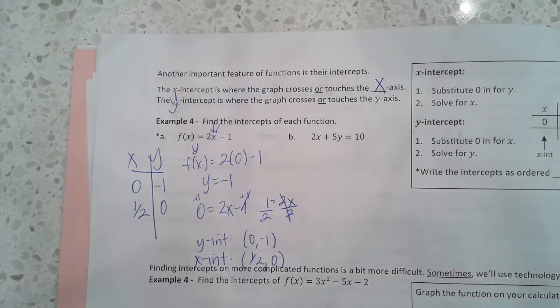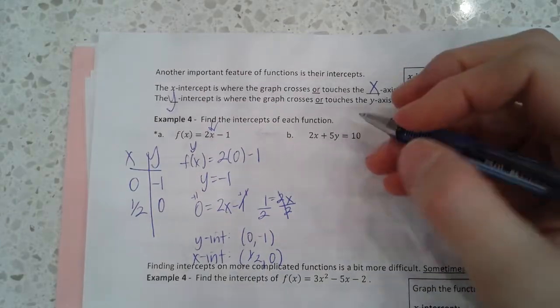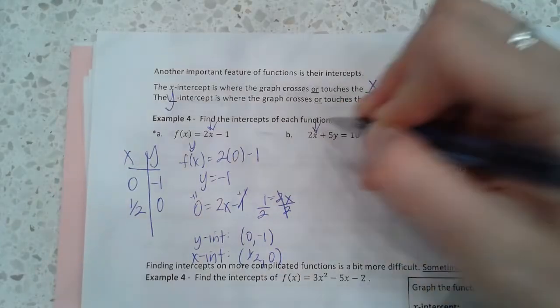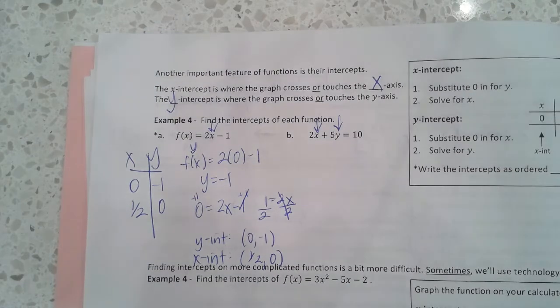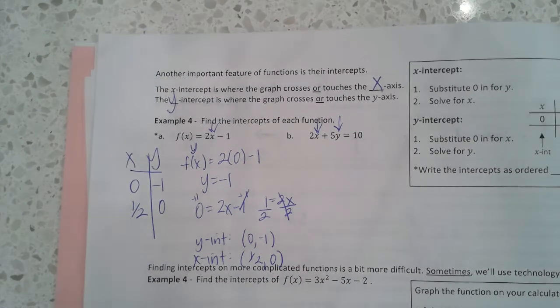Okay, and then you could do the same thing on this one. We would plug in our 0 for x, and we would figure out our y-intercept, and we would plug in a 0 for y, and we'd get our x-intercept. That is how you can do it.